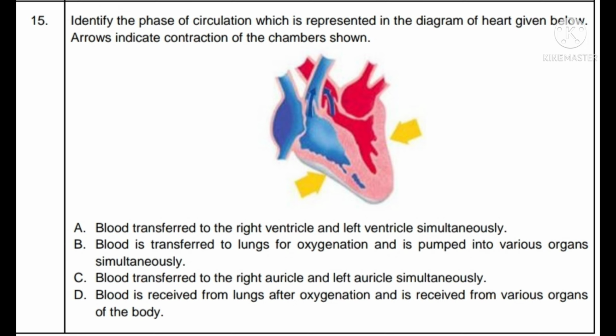Question number 15. Identify the phase of circulation which is represented in the diagram of heart given below. Arrows indicate contraction of the chambers shown. Here the correct answer is option B. Blood is transferred to lungs for oxygenation and is pumped to various organs simultaneously.